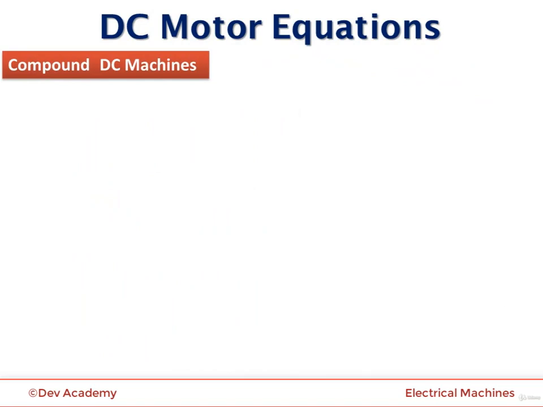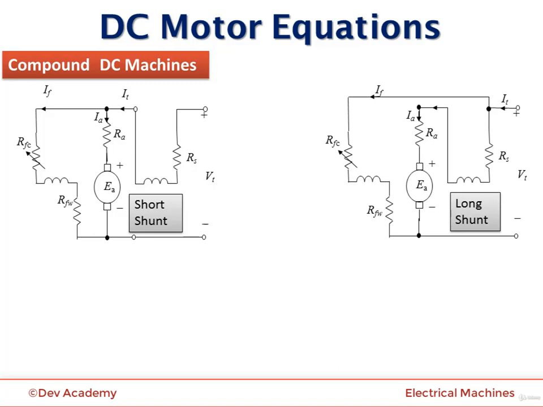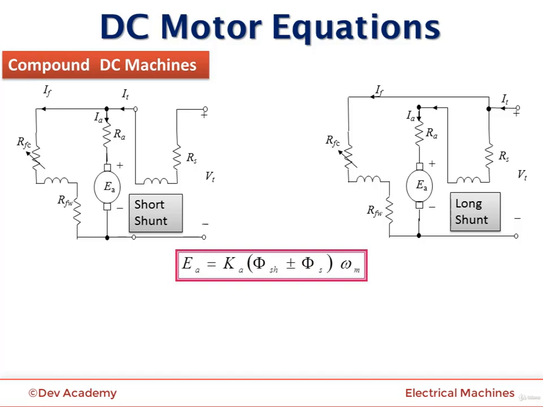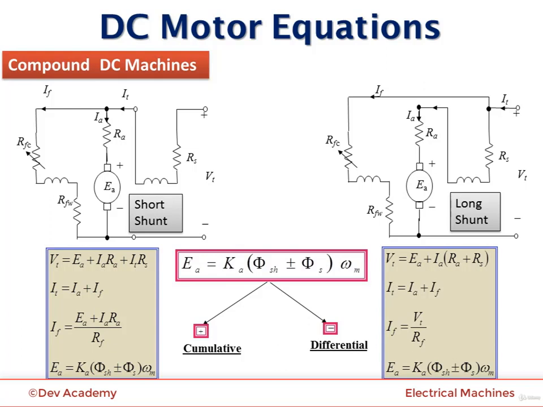For the compound DC machines, we can proceed in a very similar way. This is the equivalent circuit of the compound short shunt type DC machine, and this is the equivalent circuit of the compound long shunt type DC machine. Notice that both have the same EMF expression, except that the shunt and series fluxes add to each other when the series and shunt windings are connected in cumulative mode, and they subtract when their windings are connected in differential mode. The equations of the short shunt are shown here, and the equations of the long shunt are shown here.